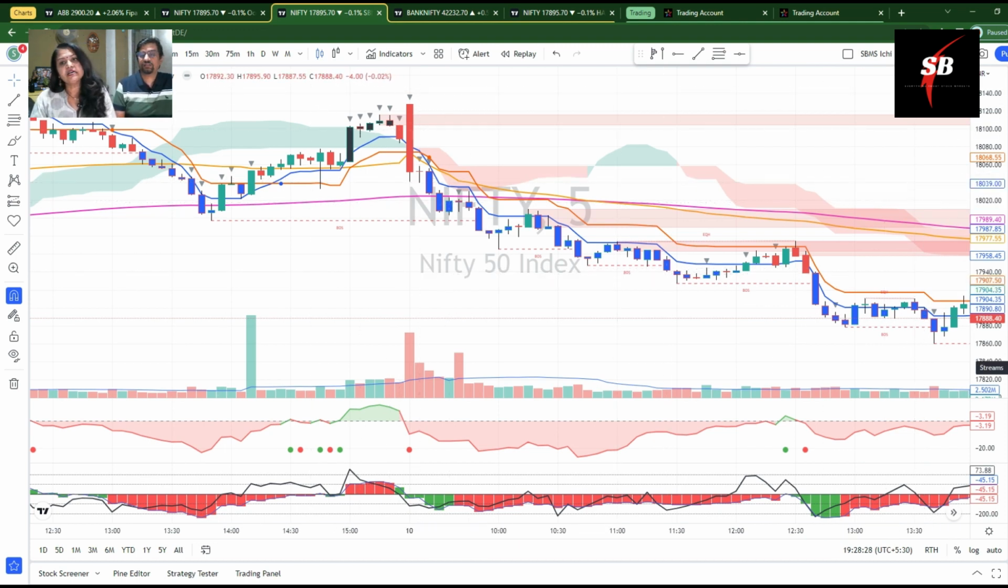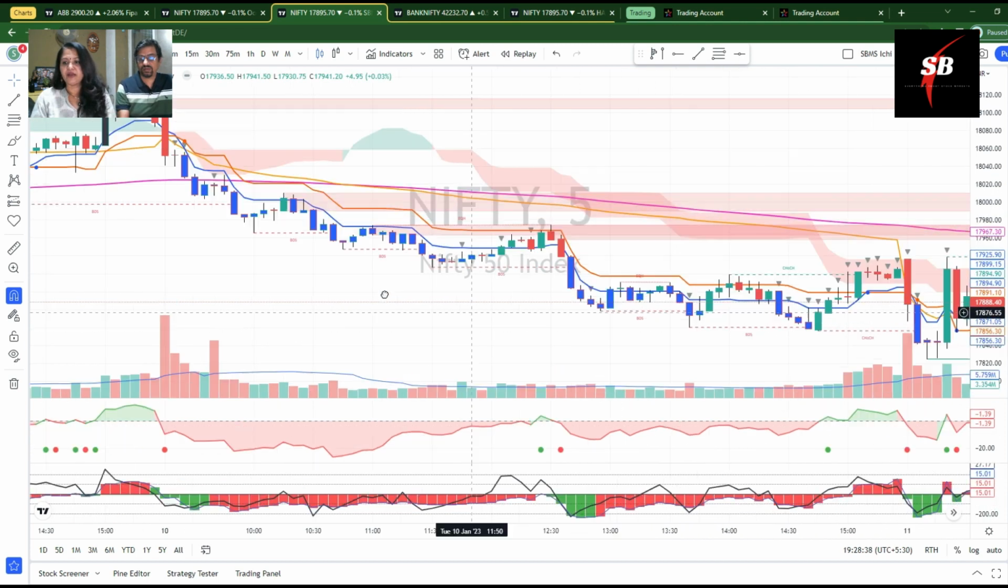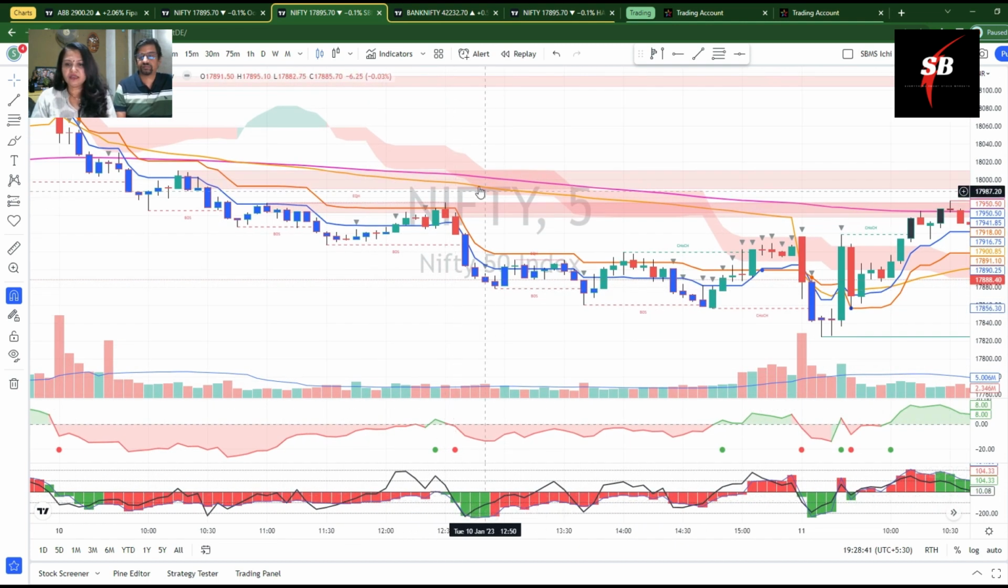I will add that we'll have to completely check that all three are showing in the same line. See, if you see all the parameters, the candle is below the cloud. All these two lines are below the lines. This is in the sell zone, and our black line as well as the columns are also below the zero line.